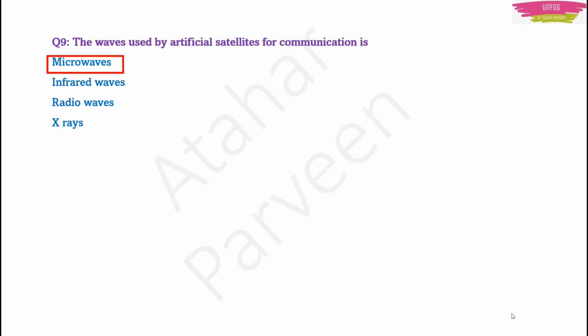Why are they using microwaves for satellite communication? Because microwaves can pass straight through the atmosphere and they can easily connect antennas on the earth to the satellites which are present in the orbit of the earth. So the connection between the antenna on the earth and the satellites in orbit can be done easily by microwaves, because they can pass straight through the atmosphere.